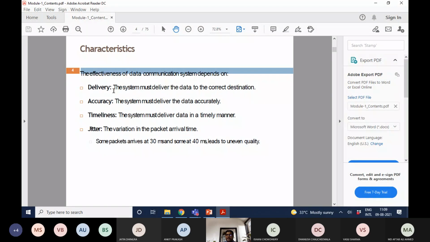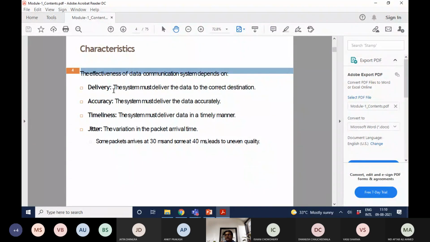Then the timeliness. The system must deliver the data in a timely manner, without much delay. If it is transmitting the data in a timely manner, then we can tell that our data communication is maintaining timeliness.